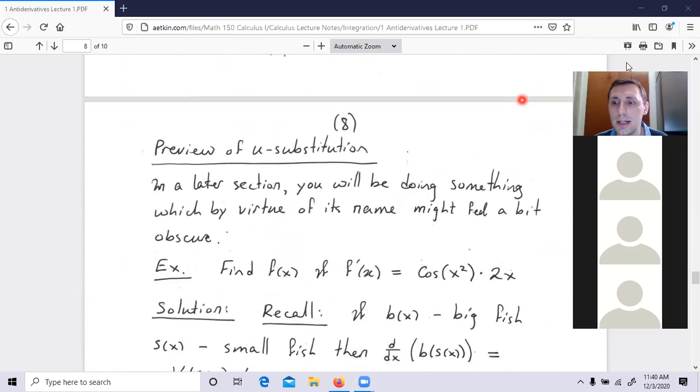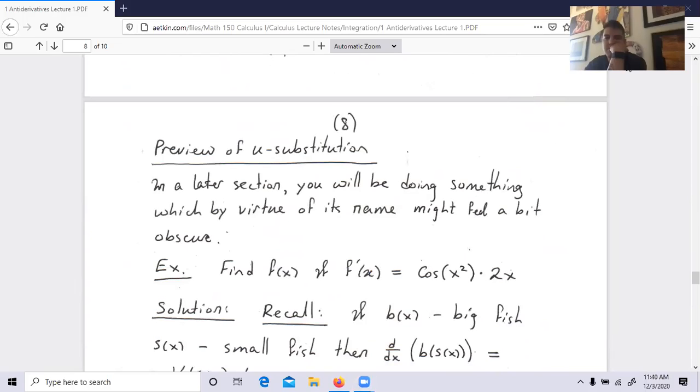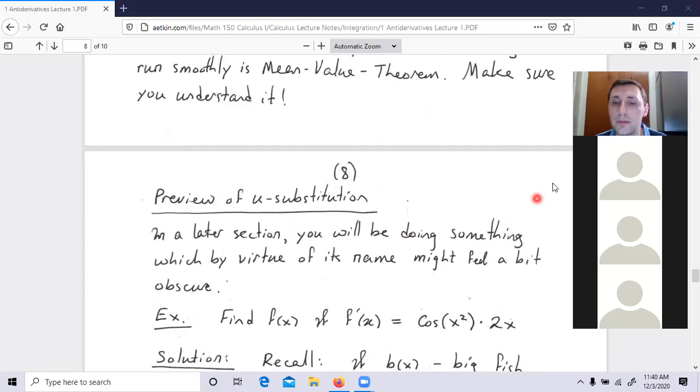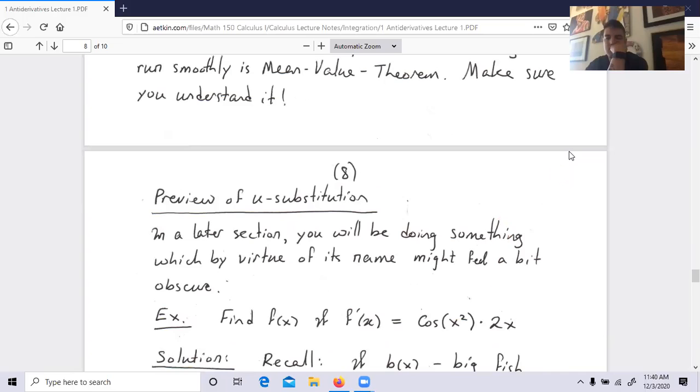So here is a preview of u substitution. Okay, what is u substitution? It's a strange name for something that can be called reverse chain rule. Suppose that I find that the derivative of a function is cosine x squared times 2x. Let's see how good you are at guessing. Can you tell me what must have been the original function?